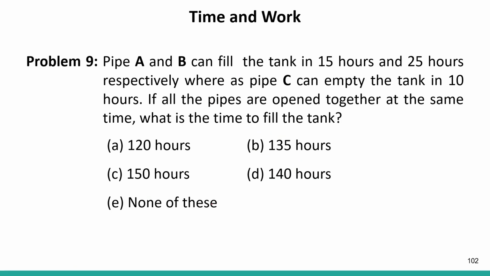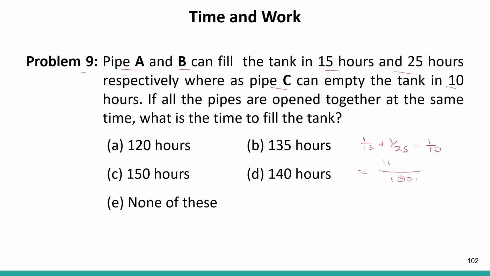Okay. Let's go forward with problem number 9. So pipes A and B can fill the tank in 15 hours and 25 hours respectively, whereas pipe C can empty the tank in 10 hours. So if all the pipes are opened together at the same time, what is the time to fill the whole tank? So 1 by 15 plus 1 by 25 minus 1 by 10, right? So this will be equal to what? So it will be equal to 150, right?